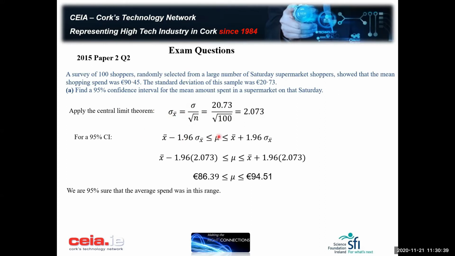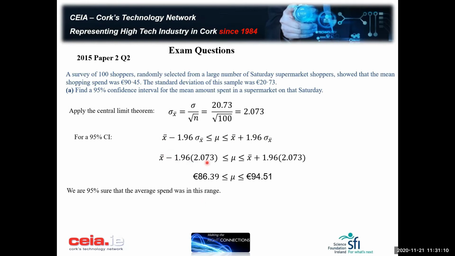Whereas the central limit theorem tells us that we can use the original mean as being the same as the mean of the x-bars. So your 95% confidence interval then tells you that the population mean lies within 1.96 sigma, 1.96 standard deviations, above and below your sample mean.